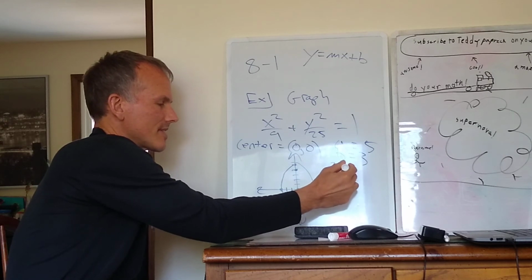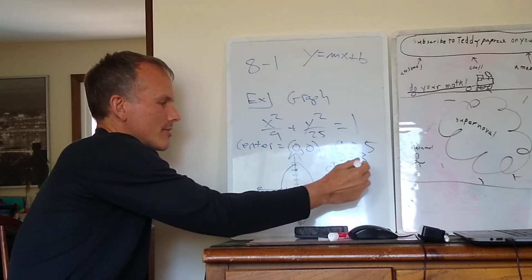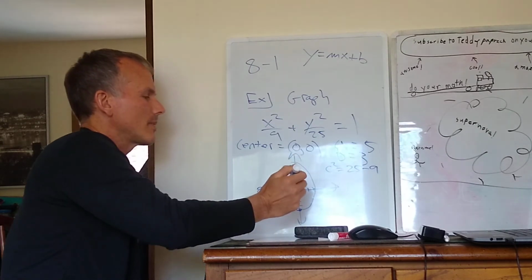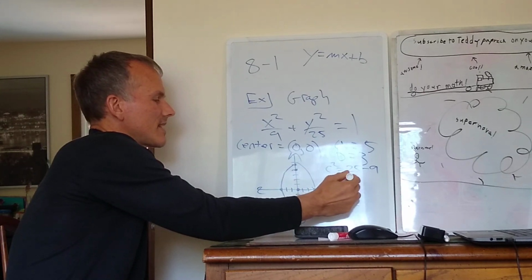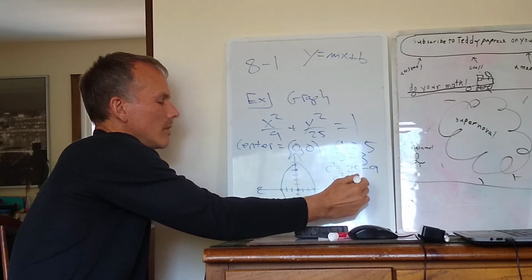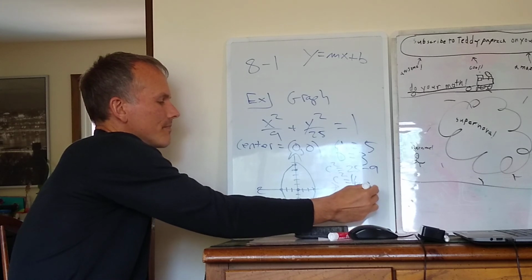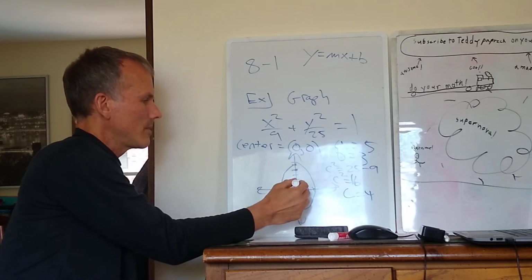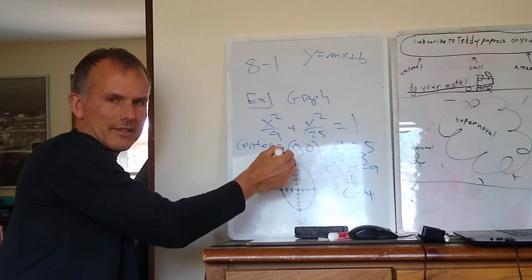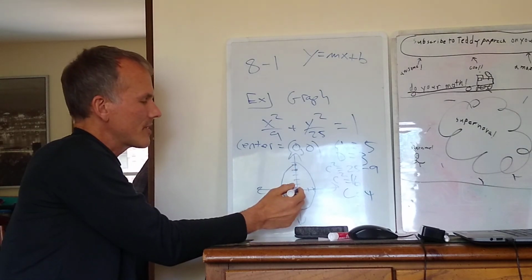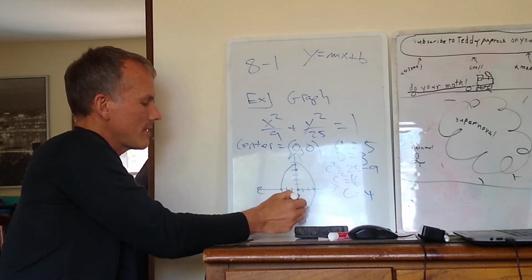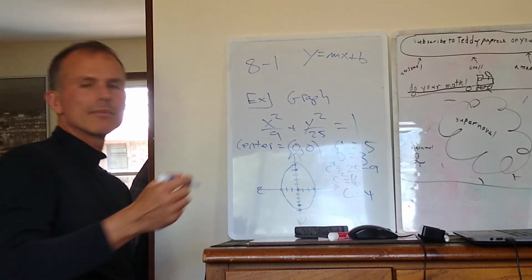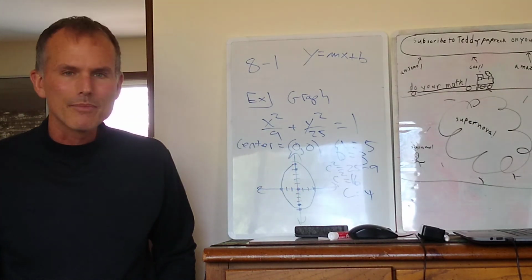So I'll go ahead and write this out. c squared is 25, that's a squared, minus 9, that's b squared. So c squared is 16, so c is 4. And since the major axis runs vertically, I start at the center and I go c units up, c units down. And so you can pretty much figure out the coordinates of the foci from there.